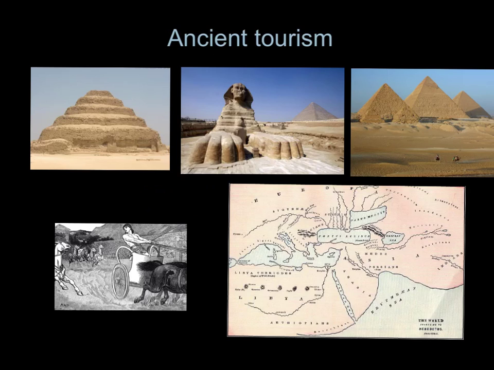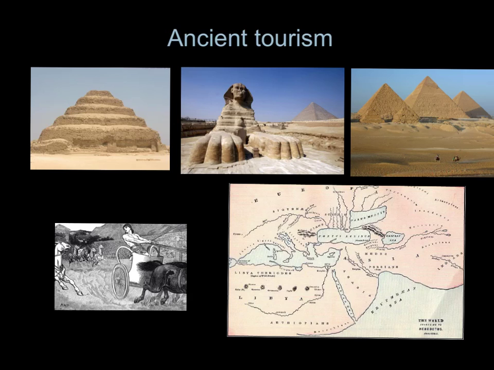So the ancient Egyptians travelled to the step pyramid of Saqqara, which is pictured here. They visited the Sphinx and they visited the Great Pyramids of Giza. So these 3 features are actually one of the most visited tourist attractions in the world today, and these structures were actually a prime example of a tourist attraction right back in ancient times. The ancient Egyptian pharaohs would often visit these 3 structures.